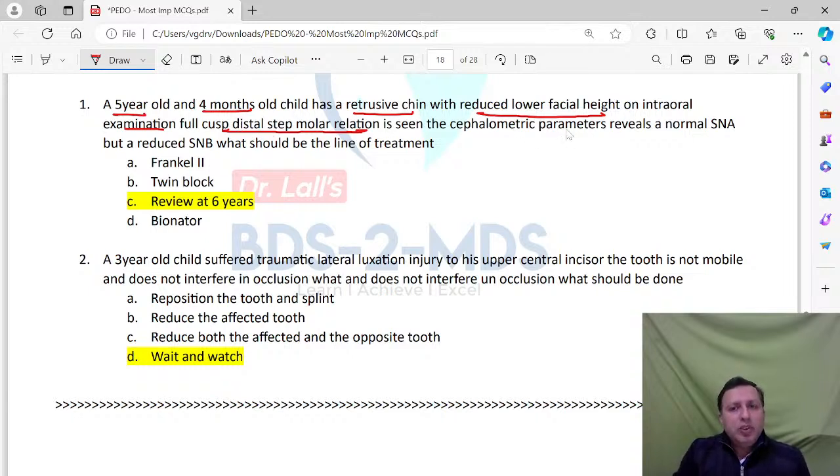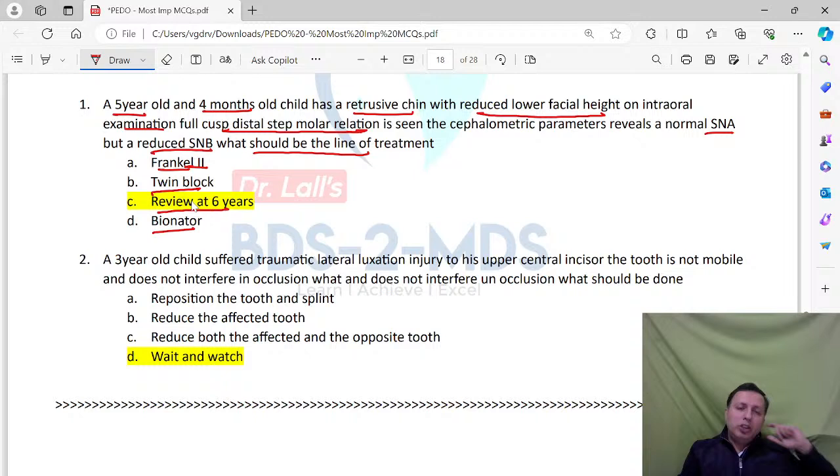The cephalometric analysis reveals a normal SNA but a reduced SNB. What should be the line of treatment? We should go with a Frankel's appliance. That is the Frankel 2 appliance, given in patients who have class 2 malocclusion, or a twin block, or we need to review at 6 years, or we need to give a bionator.